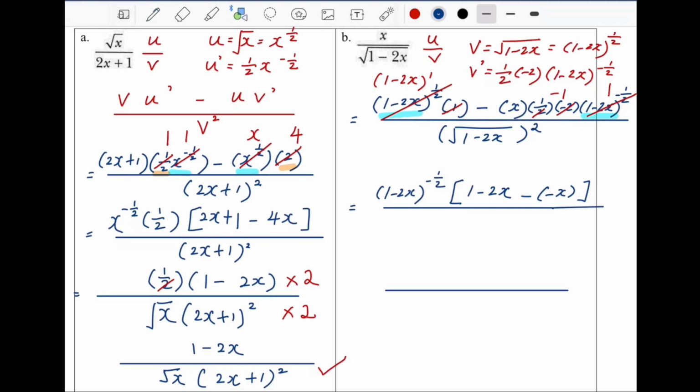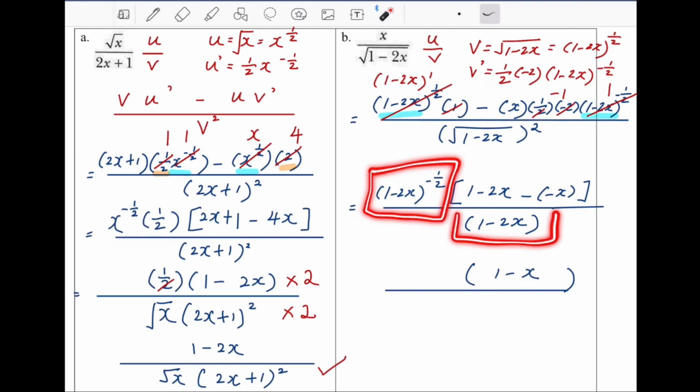Okay. Denominator part, a square root with a square cancel each other. So what is left is 1 minus 2x. Okay, this is a bit special, yeah? Okay, later on, we can simplify this part. 1 minus 2x plus x. What do we have? 1 minus 2x plus x, then we will have 1 minus x. Okay, do you realize there's something special about this now? Can we do something about this?